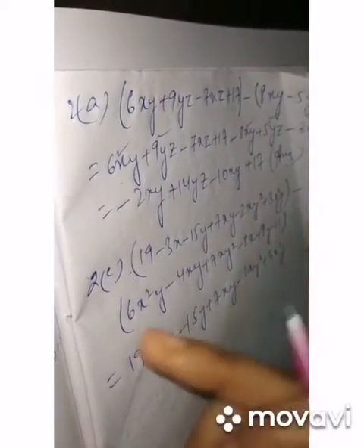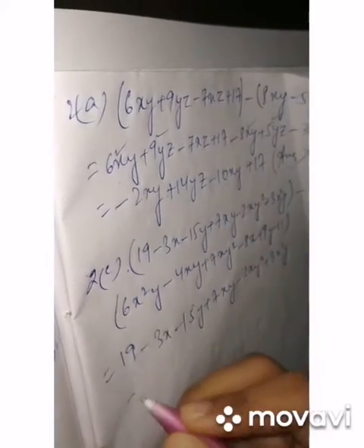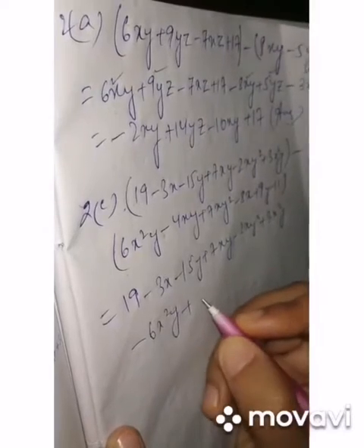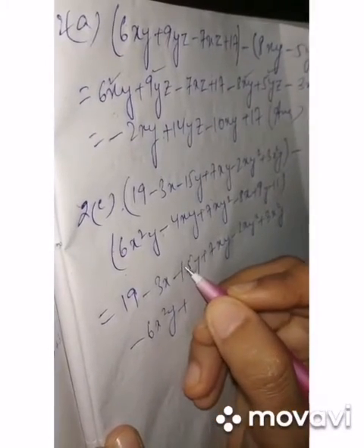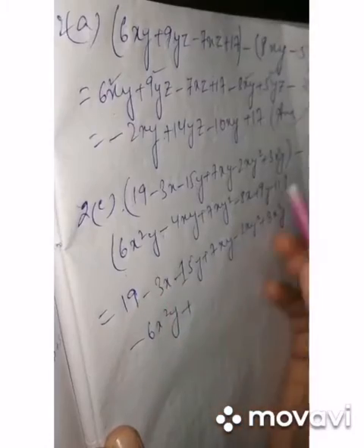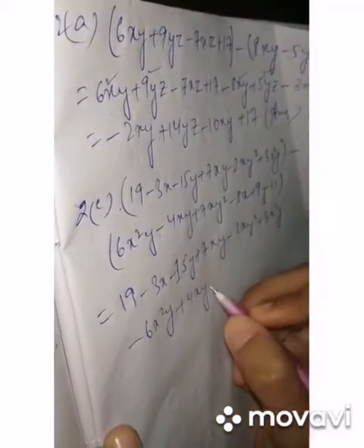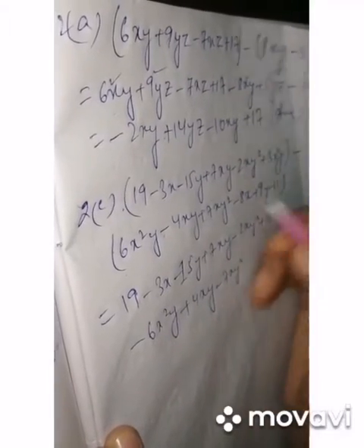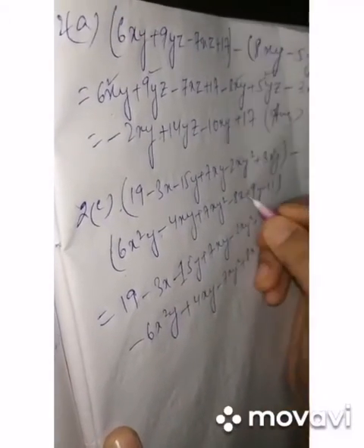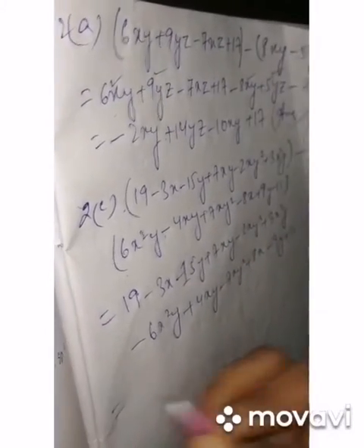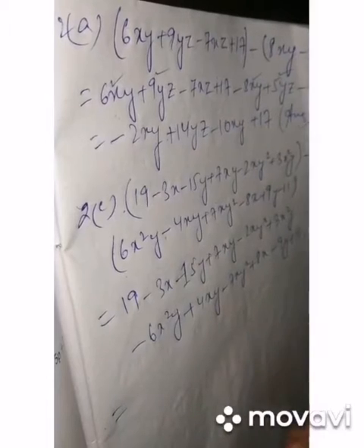Now this minus will get multiplied with the sign inside the bracket. So plus, minus minus, minus 6x square y; minus minus plus, so plus 4xy; minus plus minus 7xy square; minus minus plus 8x; minus plus minus 9y; minus minus plus 11. Now simply we will have to solve this, add and subtract and make it short.